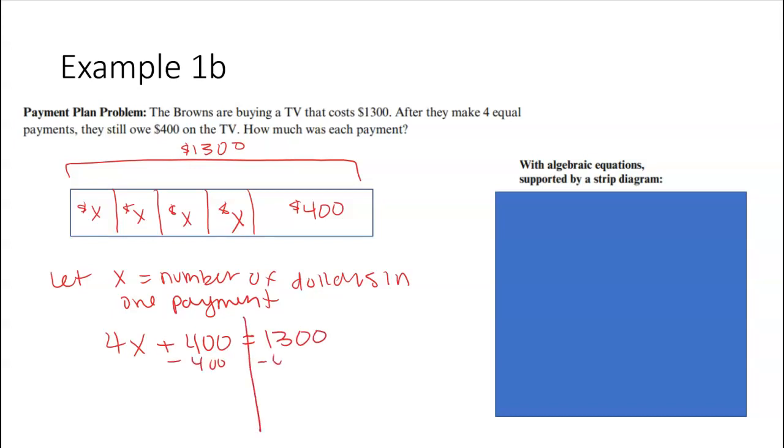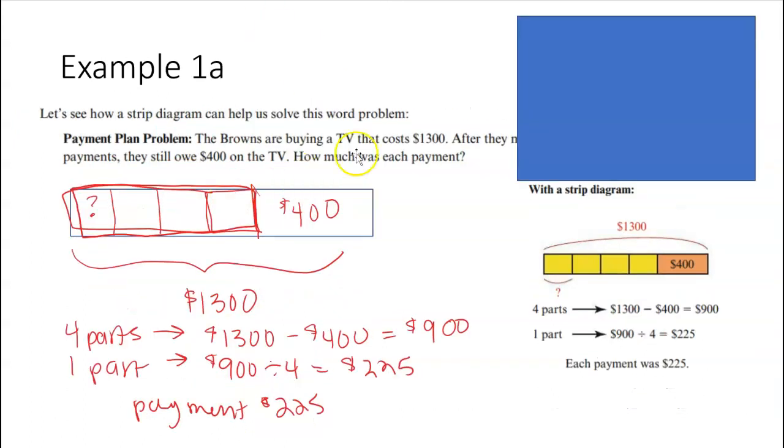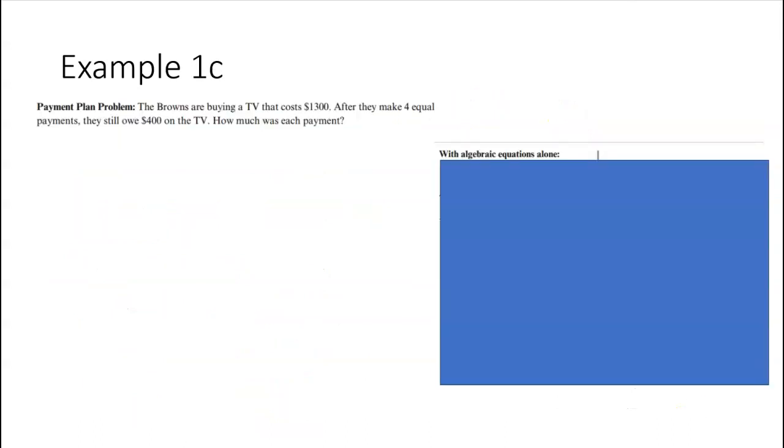Subtract 400 on both sides. So we get 4x equals 900. We could divide by 4 on both sides, and we get x equals 225. So each payment is $225. You can see that over here. There we go. All right, let's keep looking at this.